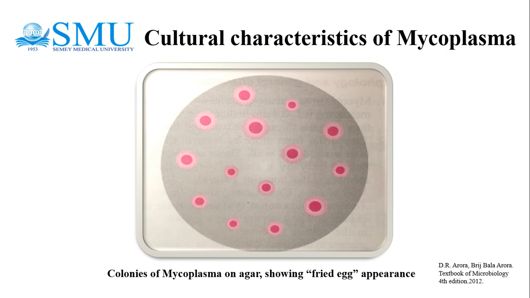Mycoplasma pneumoniae forms large 200 to 500 micrometer colonies with a characteristic fried egg appearance, while colonies of Ureaplasmas are small, 15 to 60 micrometers in diameter, and usually lack a peripheral zone. Colonies of Mycoplasma pneumoniae may be identified by hemadsorption test and tetrazolium reduction test and serological techniques.